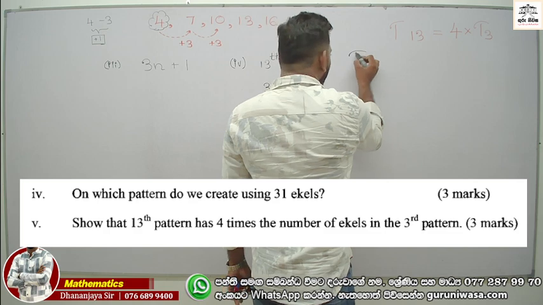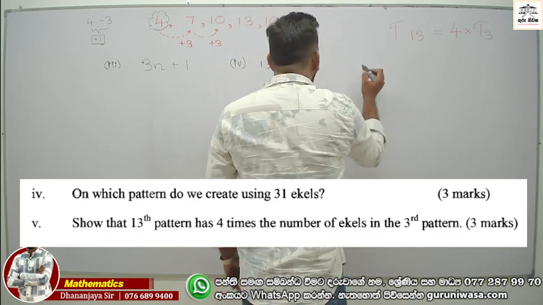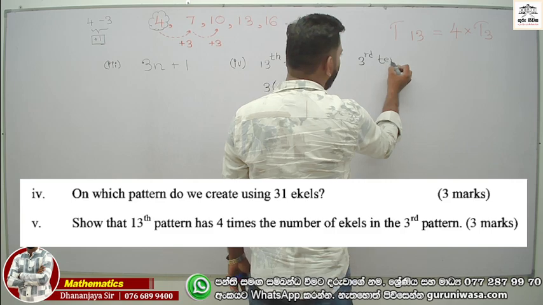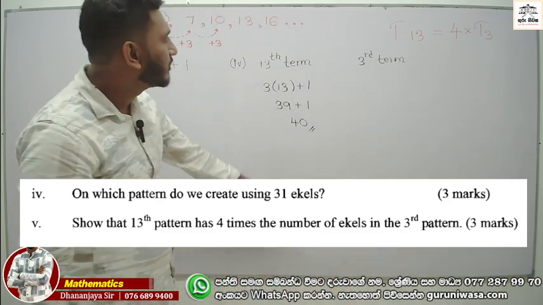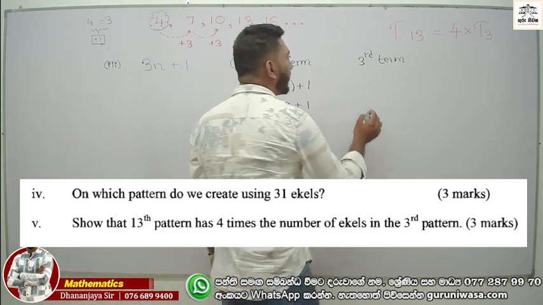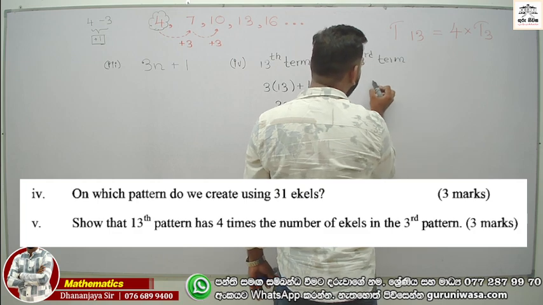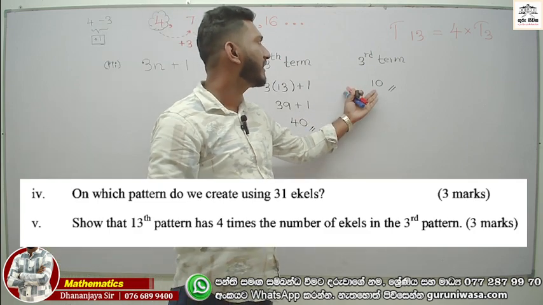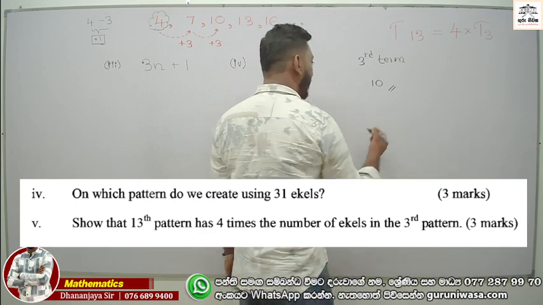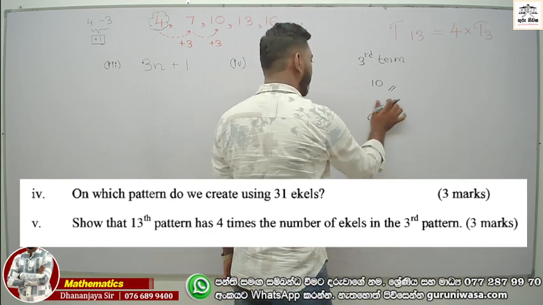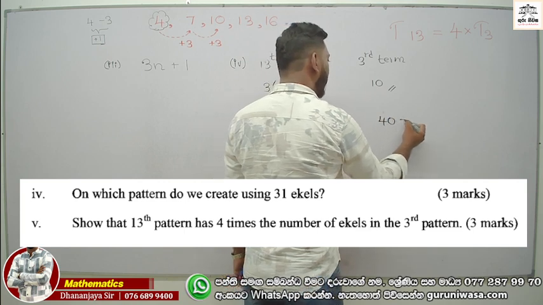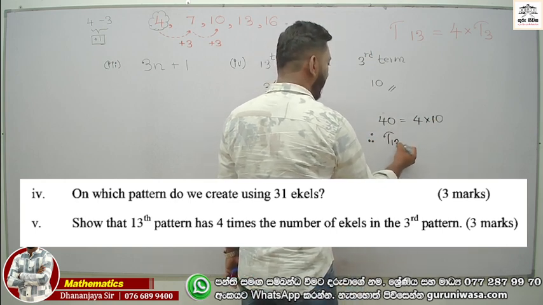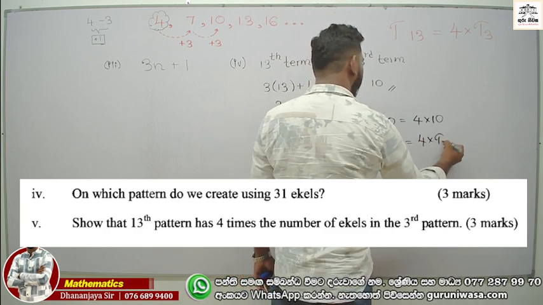Now, you need to find the answer for T3. Yeah, T3 we call the third term. There is nothing to work out. Third term is equal to 10. Just only 10. Now look at this. 40 is 10 times 4. Therefore, you can write T13, 40, is equal to 4 times 10. Therefore, T13 should be equal to 4 times T3.